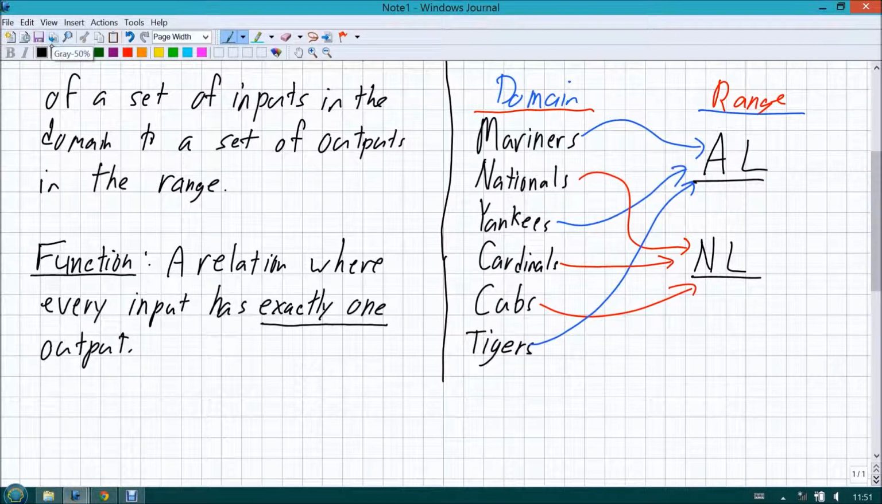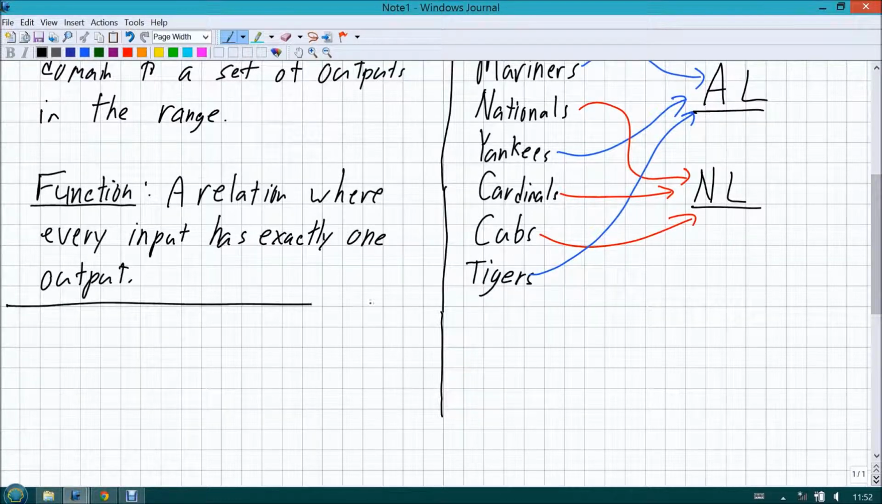So let's try another one. Let's try the Prospect Charter School Cougars. Now, the Prospect Charter School Cougars are neither in the American League nor in the National League, so they don't have an output in this range. So is this still a function? And the answer is again, no. Every input has to have exactly one output. If I have an input that has no outputs at all, it's no longer a function. It doesn't work. Every input in the domain must have exactly one output for it to be considered a function. So let's go ahead and remove that, and we are back into function land.